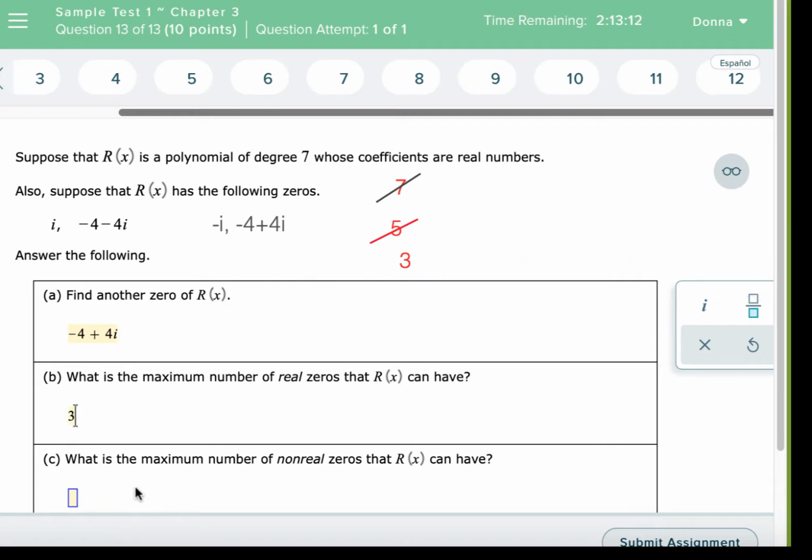The next question says, what's the maximum number of non-real zeros that we can have? What I'm going to do is go out into Excel just to show you how I capture this visually. You wouldn't need Excel. All you would do is draw boxes on your piece of paper for the 7 zeros. So let me open up Excel so you can see what that would look like.